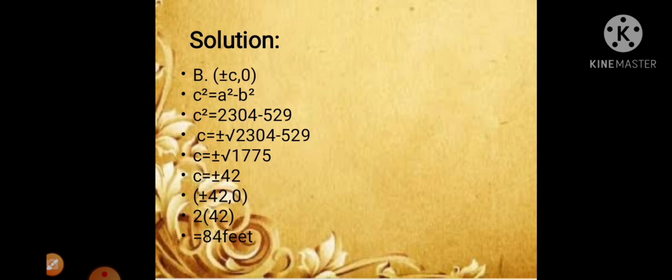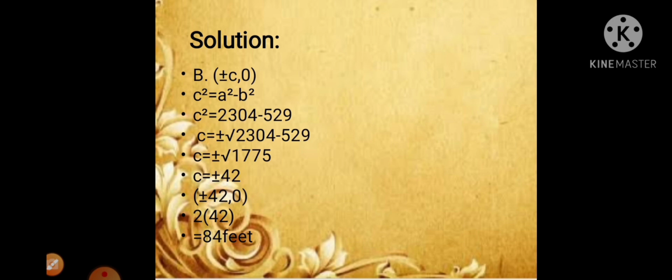To find the distance between the senators, we must find the distance between the foci, the points (±c, 0), where c squared equals a squared minus b squared. Solving for c, first substitute the values found for a and b. So, c squared equals 2,304 minus 529.